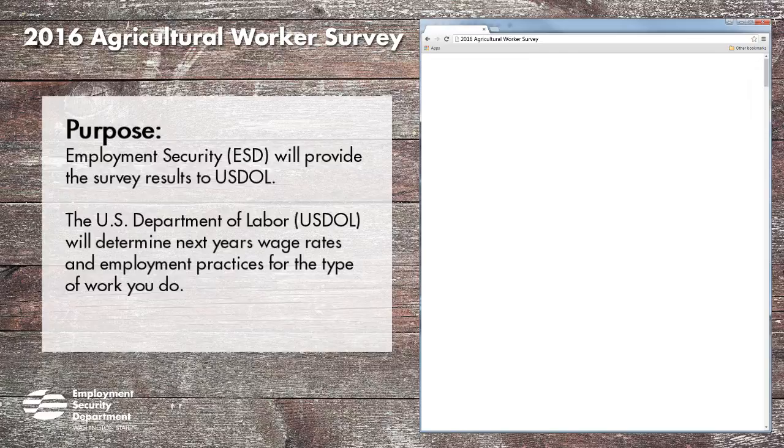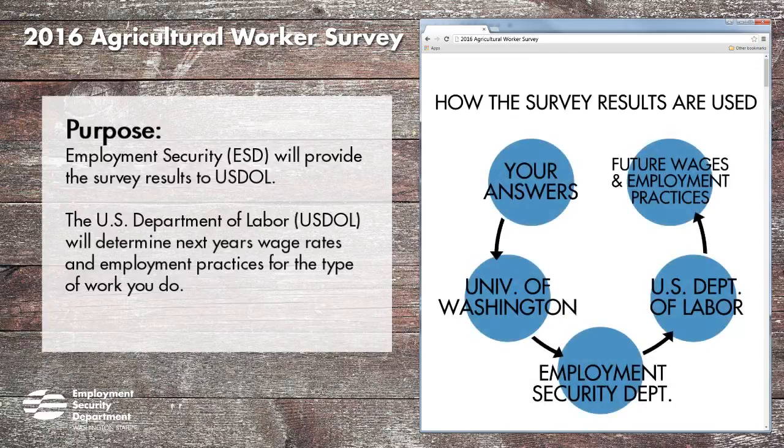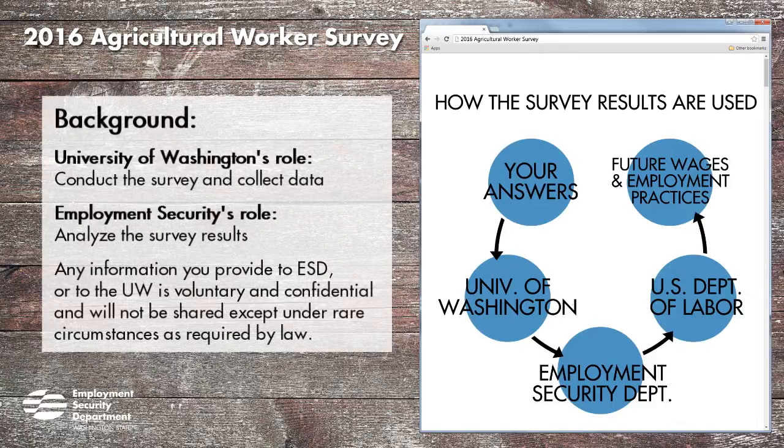Before we move on, let's talk about the importance of your participation. Please tell us how agricultural employment looks at the ground level so we can provide the U.S. Department of Labor with the most accurate information possible. We hired the University of Washington to conduct the survey and collect data. We at ESD will analyze those survey results.